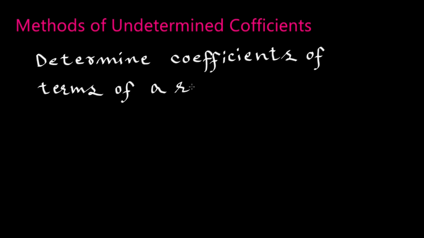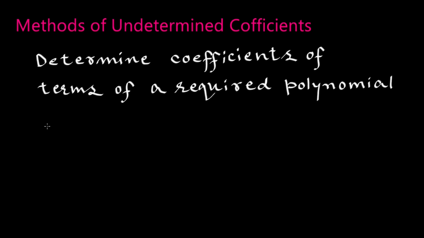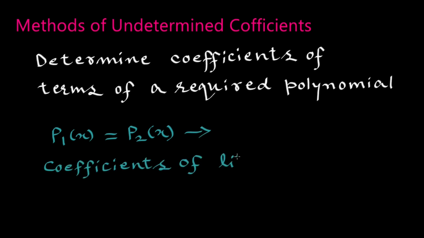Now we will study methods of undetermined coefficients. In this method, we determine coefficients of terms of a required polynomial. In this method, we will use the property that when two polynomials p1(x) and p2(x) are equal, then coefficients of like terms of p1(x) and p2(x) are equal. Let us see how this method is used.